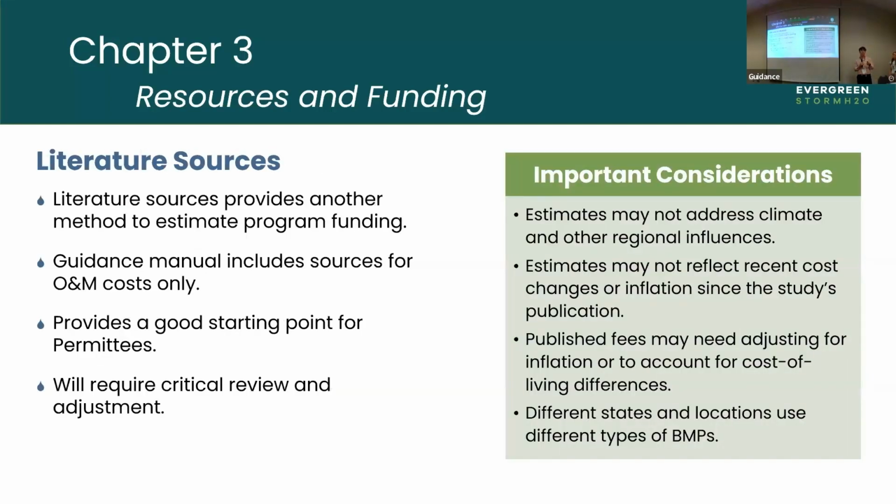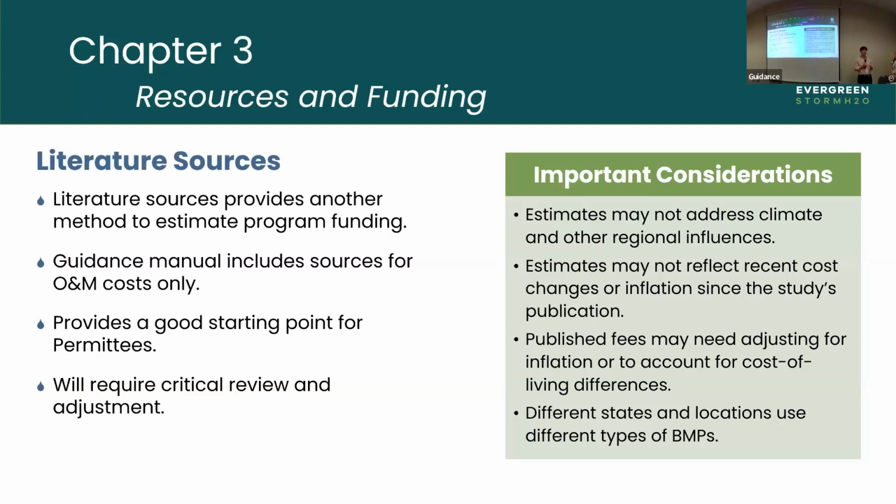So I mentioned previously that in addition to existing data, you can use literature sources in the calculator, or just when estimating. Literature sources are just another way to estimate different aspects of the program funding. The manual includes sources for O&M costs only. That was what we were able to locate in the literature. It just provides a good starting point.